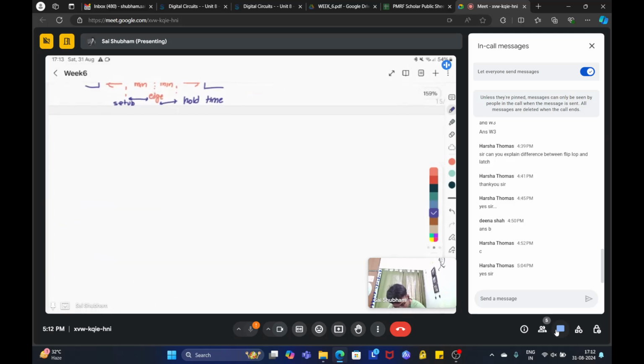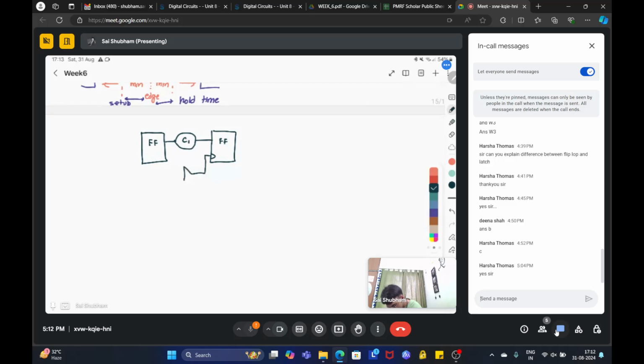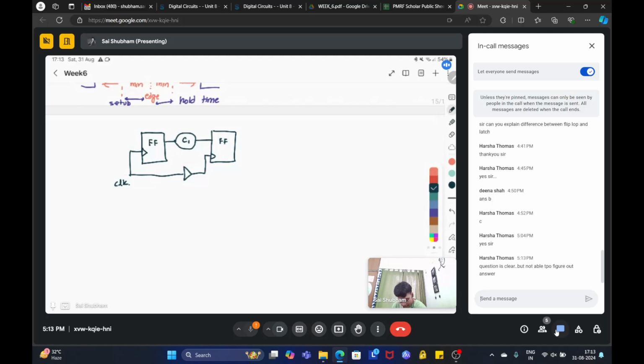So the problem here is that this is a combinational circuit. This is a flip-flop. This is another flip-flop. And you have a clock. There will be some delay. And here is a clock. So what we want is that suppose the output of this combinational block is 1, and this is 0. Fine. And there is a clock.